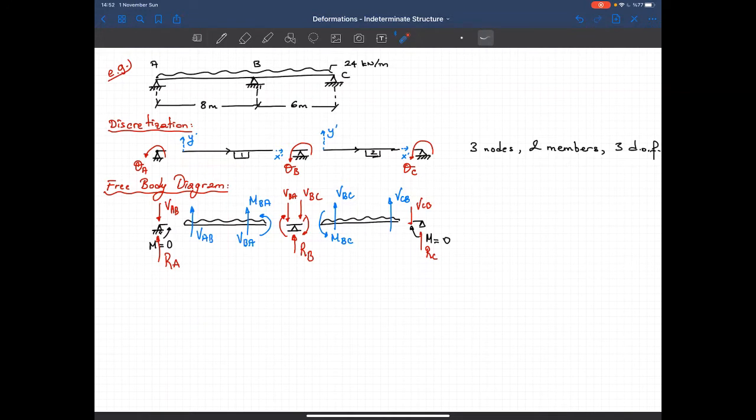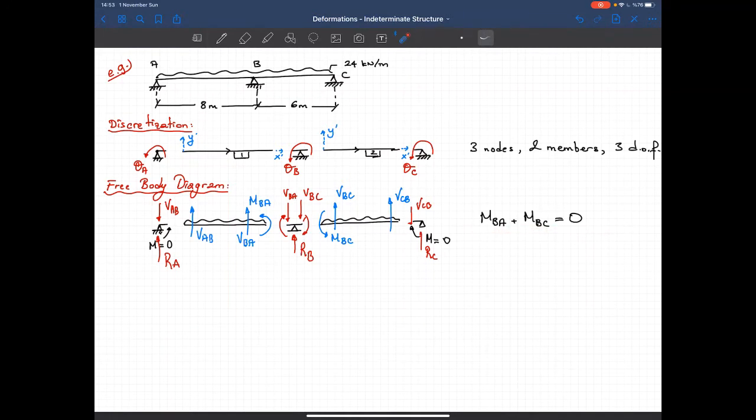Now from that free body diagram, I know that the reaction force at A is equal to that shear force. The reaction force at B is equal to the summation of these two, and the reaction force at C is equal to VCB. The other thing that I know here is MBA plus MBC must be equal to 0. So I'm writing a nodal equilibrium equation for node B, and it tells me that the summation of moment BA and BC must be equal to 0. So this is what this free body diagram is telling me.